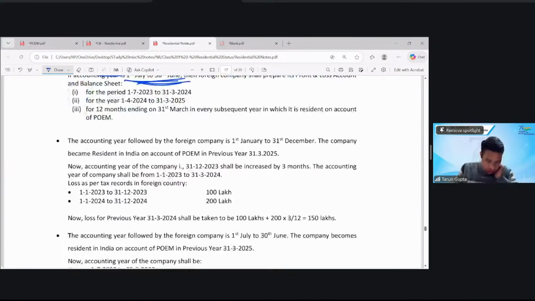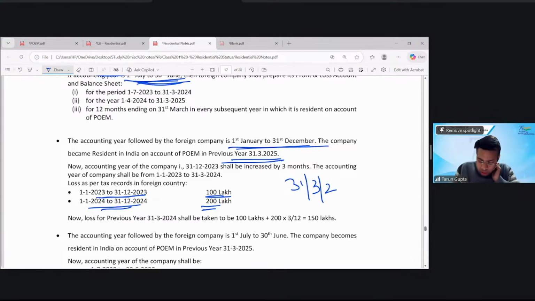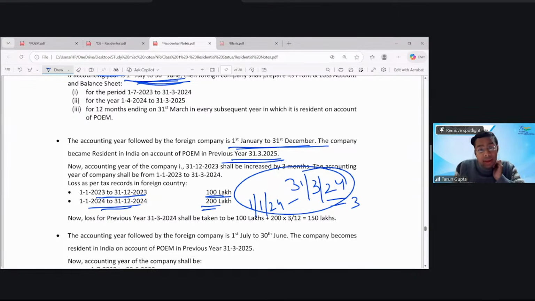Say, I follow a calendar year. Now for 24-25, I am held to be a resident in India because of POEM in India. Now my losses as per calendar year are, for 23, 100 lakh losses. For 24, I have 200 lakh losses. But I need to see my losses up to 31st March 24. For this, I will prepare my financial statement from 1st Jan 24 to 31st March 24. This period of 3 months is less than 6 months.